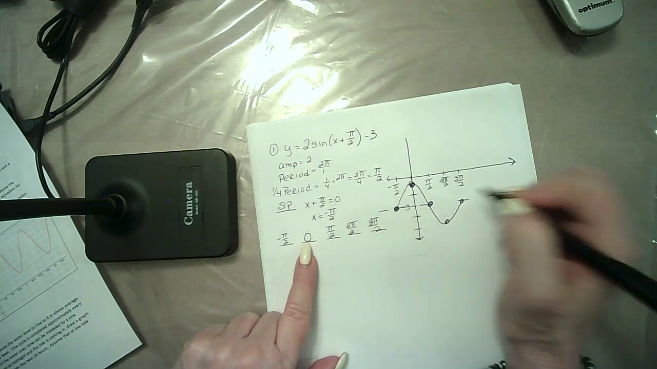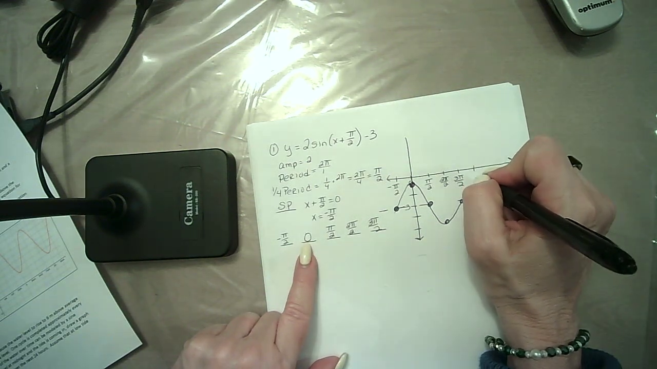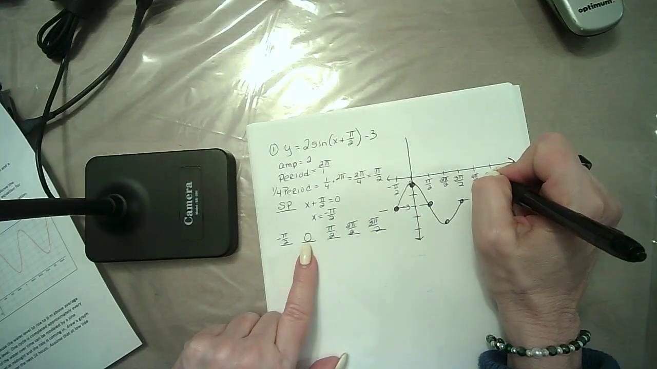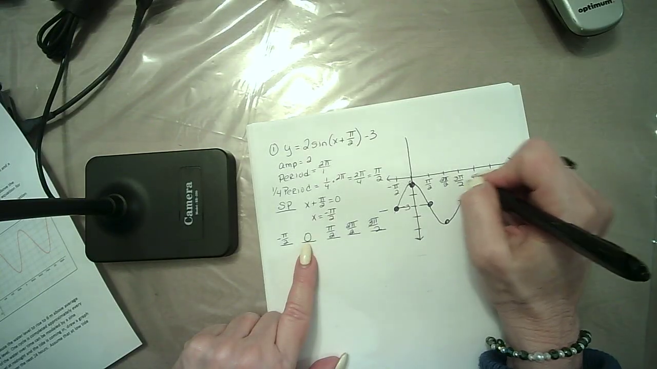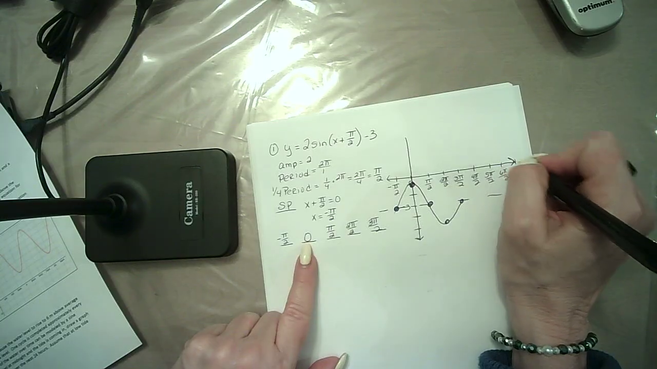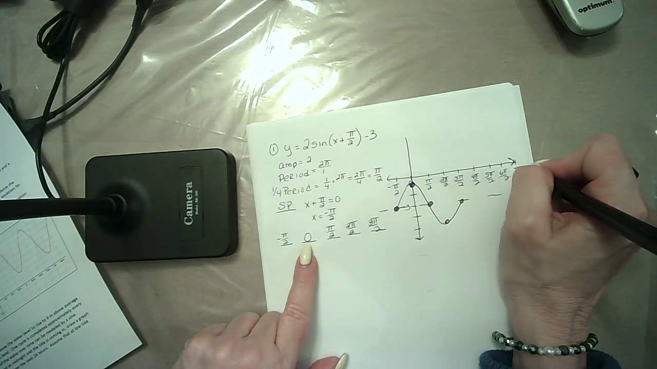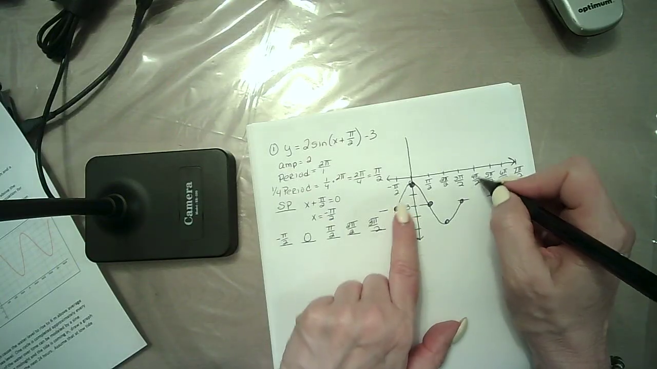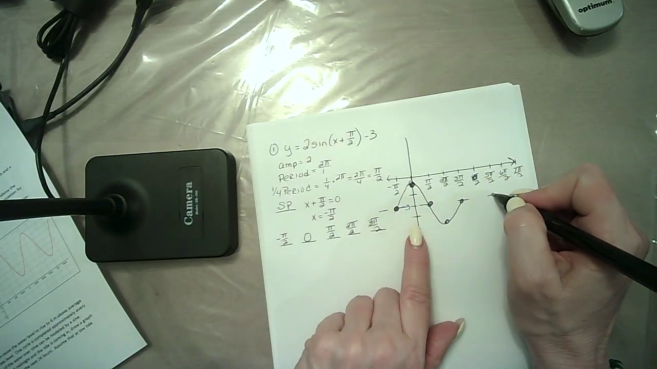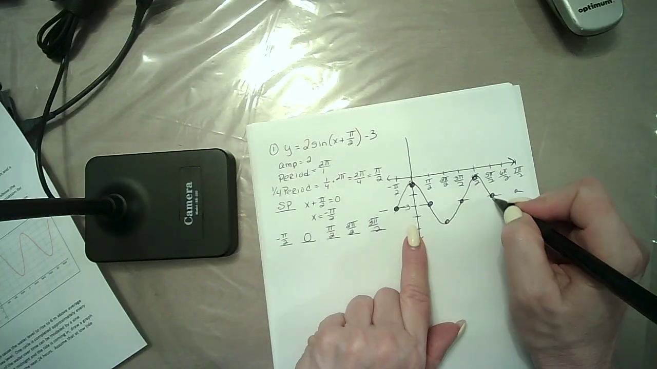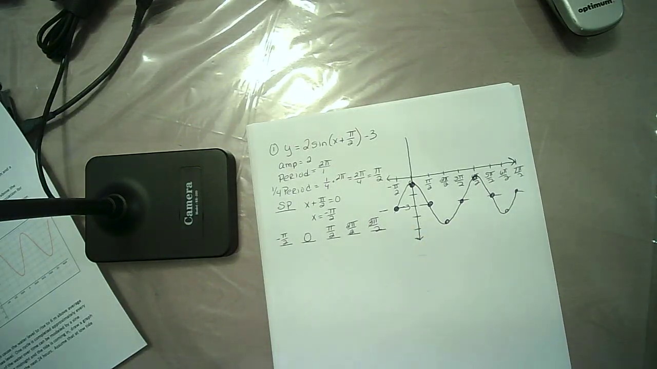I want you to graph two, so we'll keep going. This is 4 over 2, 5 over 2, 6 over 2, and 7 pi over 2, and just keep with the pattern. So midline, amp, midline, negative amp, back to the midline. So that's the first one.